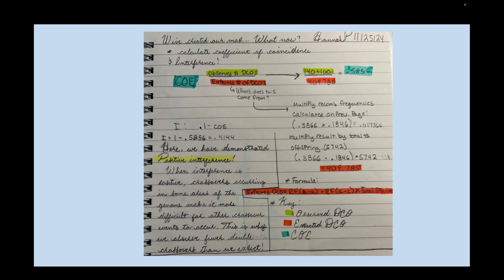Interference can be calculated by taking 1 and subtracting the coefficient of coincidence, which will give us 0.4144. And interference is positive here, which means crossovers happening in one region of a chromosome are actually having a negative impact on the ability of other regions of the chromosome to cross over. So that's why we're seeing fewer crossovers than we expect to see.